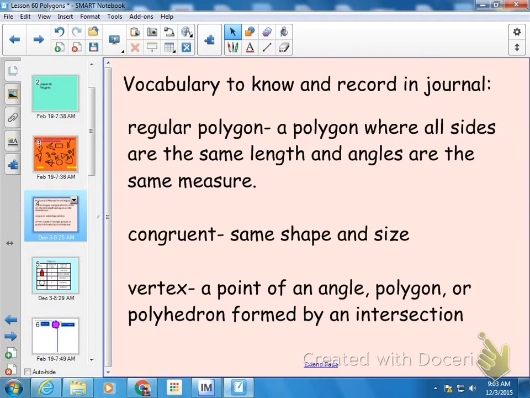Okay, I want you to pause the video right here and I want you to write these vocabulary words down in your journal: regular polygon, congruent, and vertex. So pause the video and write these down. Hopefully you have finished writing these down or just come back from pausing.